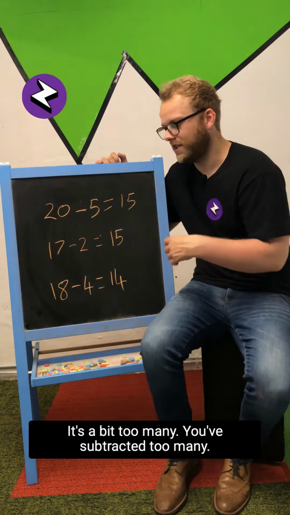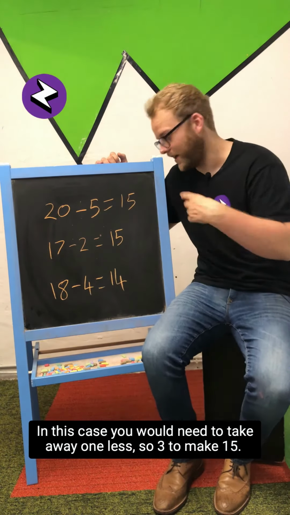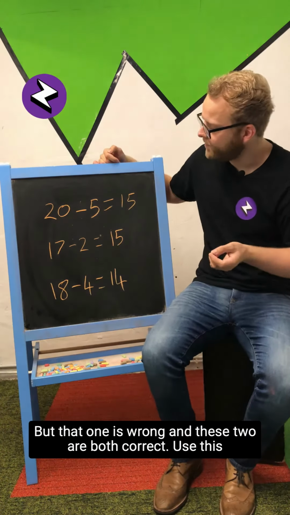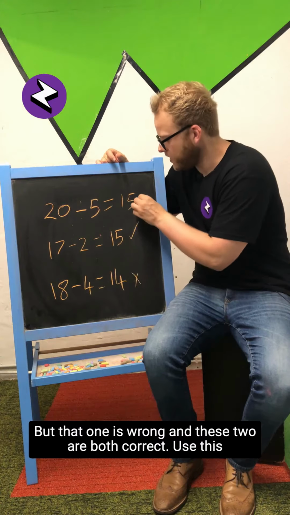So in this case, you'd actually need to make it one less. So you make it 3, and then that would make 15. But that one is wrong, and these two are both correct.